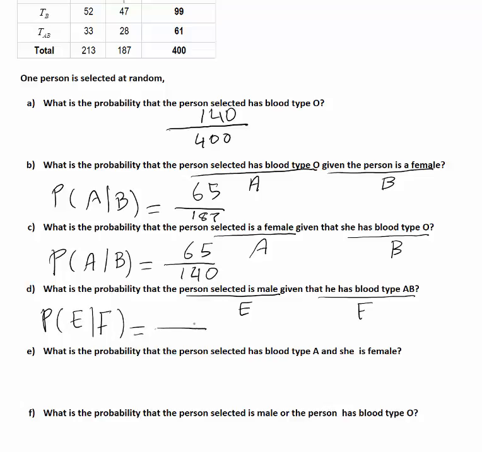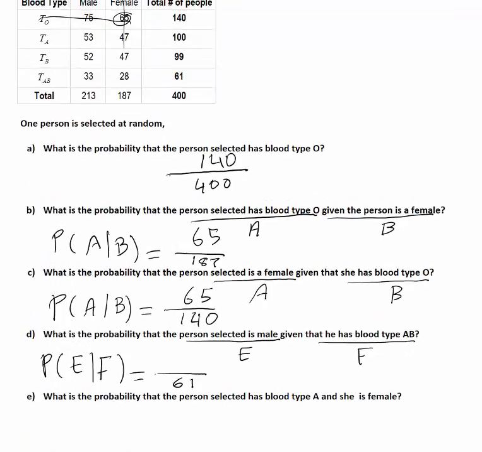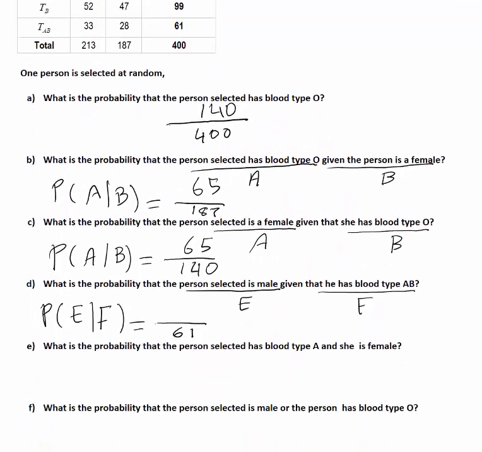Okay, the condition is that the person has blood type AB. How many people have blood type AB? We have 61, as you can see if you look at the table. In the numerator, you should see how many people are male and have blood type AB. So if I go back to the table, male and blood type AB, I have 33. So the answer is 33 over 61.